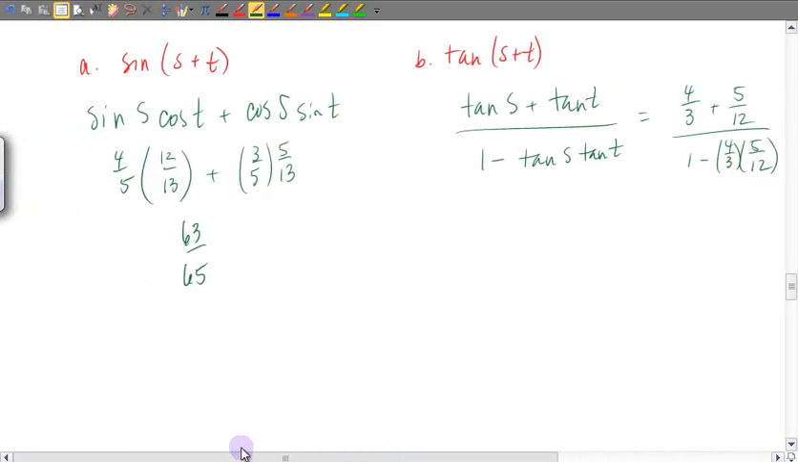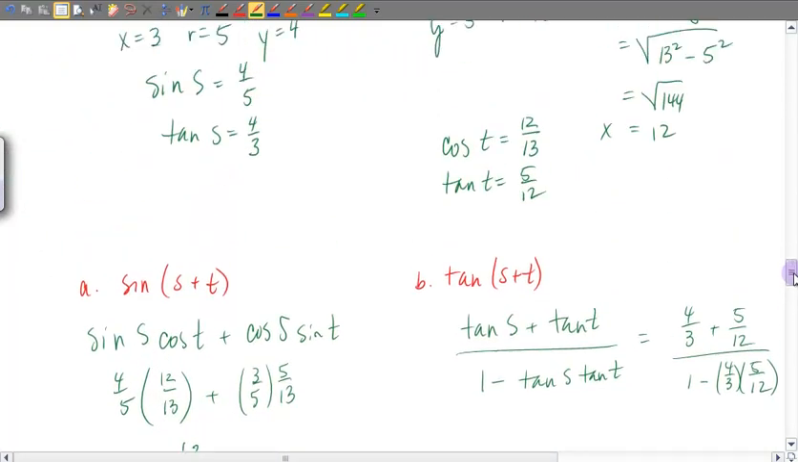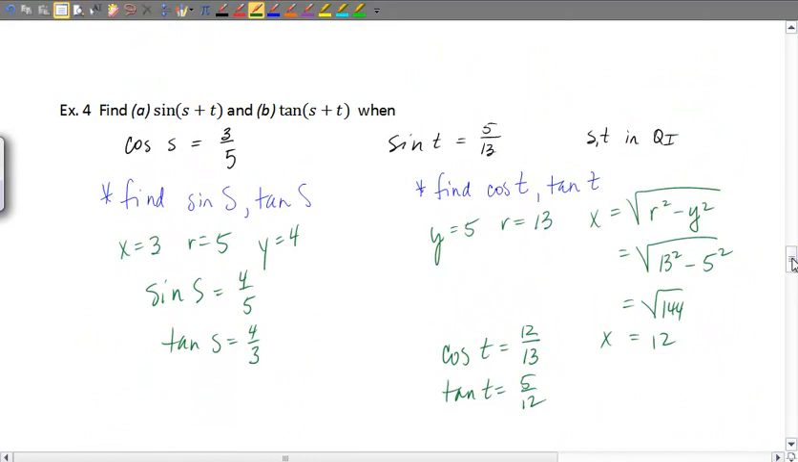Okay, so that's how we're going to apply both the sine and tangent sum identities we're learning today.